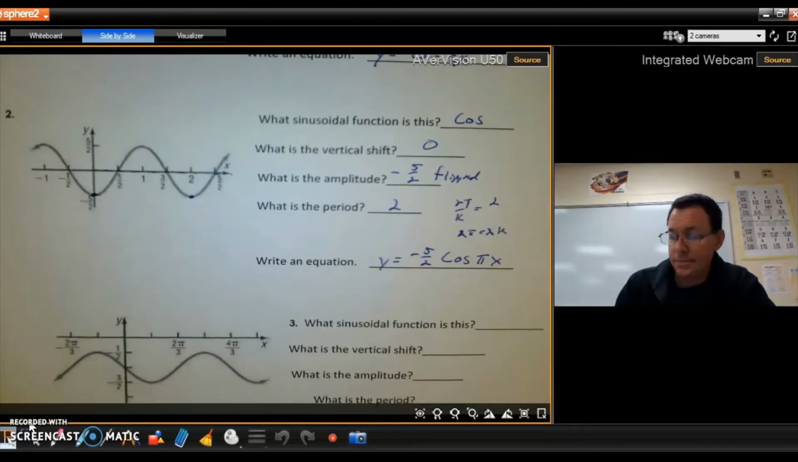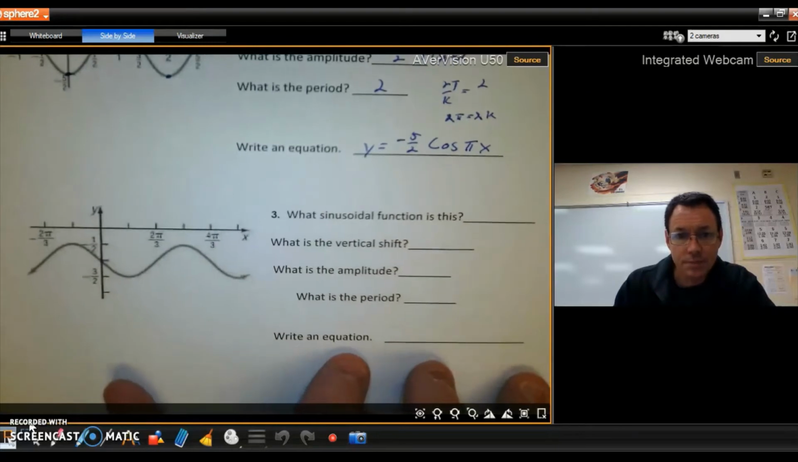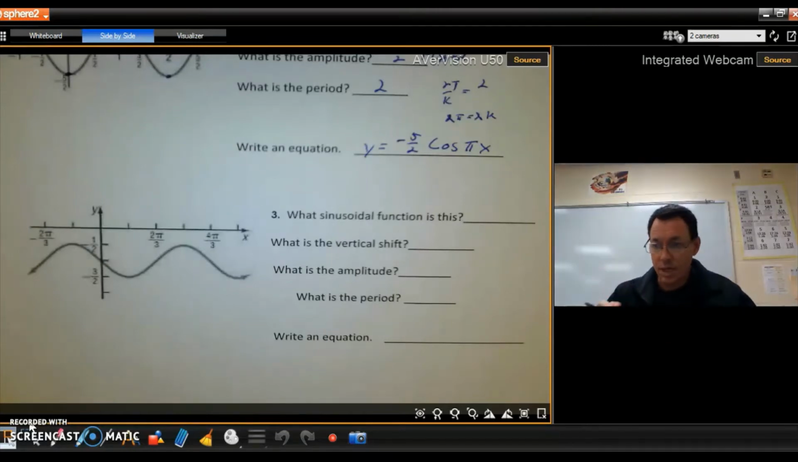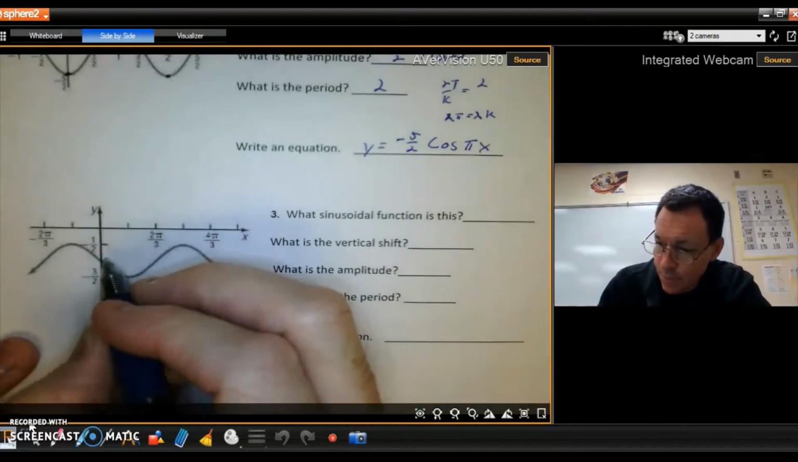Okay? All right, last one on this page. So, how about this one? So first off, what are we dealing with? Well, we're obviously dealing with a graph that's been shifted. Okay, so that's the first thing let's take a look at.